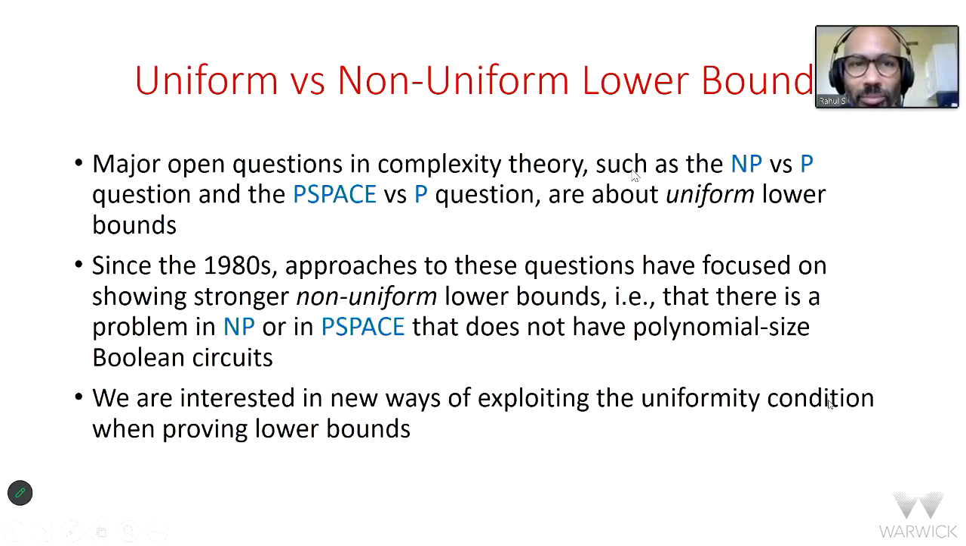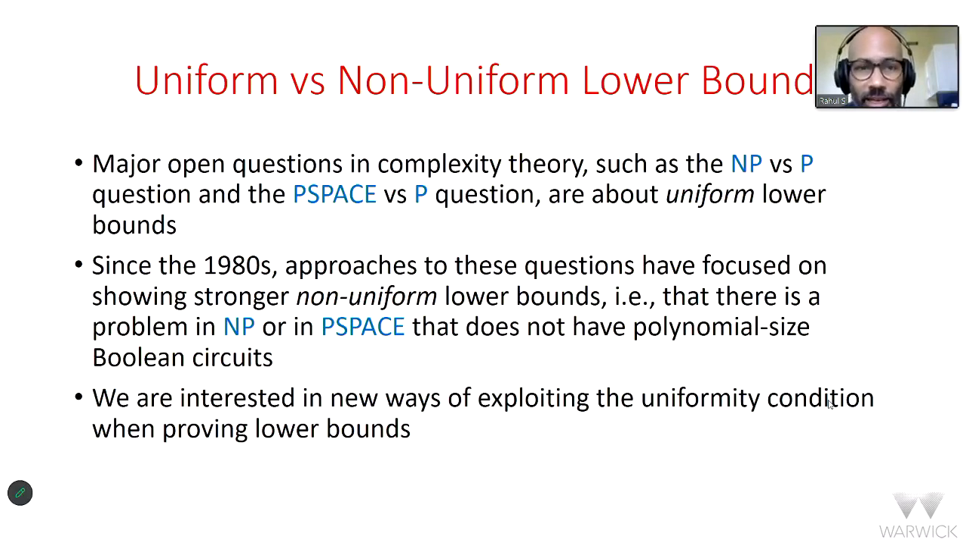So many of the major questions in complexity theory, such as the NP versus P question or the P space versus P question, are about uniform lower bounds. They really ask whether there's a problem in the larger complexity class, NP or P space, that doesn't have uniform Boolean circuits of polynomial size, at least if we expect the standard answer to the question, which is a separation.